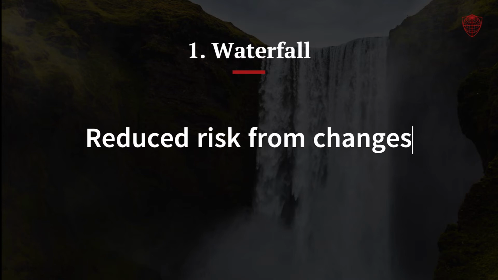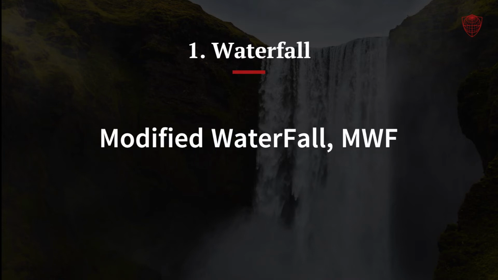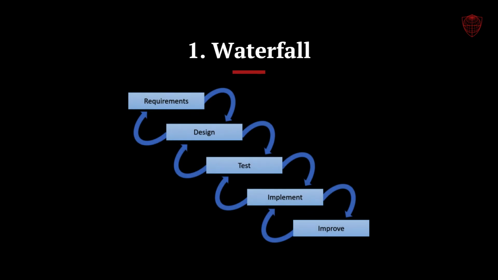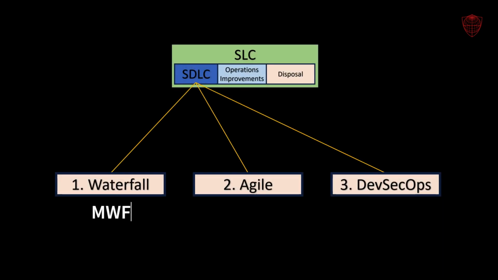To overcome the drawbacks inherent to the waterfall, some modified versions have been developed. A modified waterfall, sometimes abbreviated MWF, is a tweaked version of waterfall in which it is possible to move back to a previous step in case of any issues, reconfirm, and then again move forward. Another modified version of waterfall, which is often confused with MWF, is called sashimi.